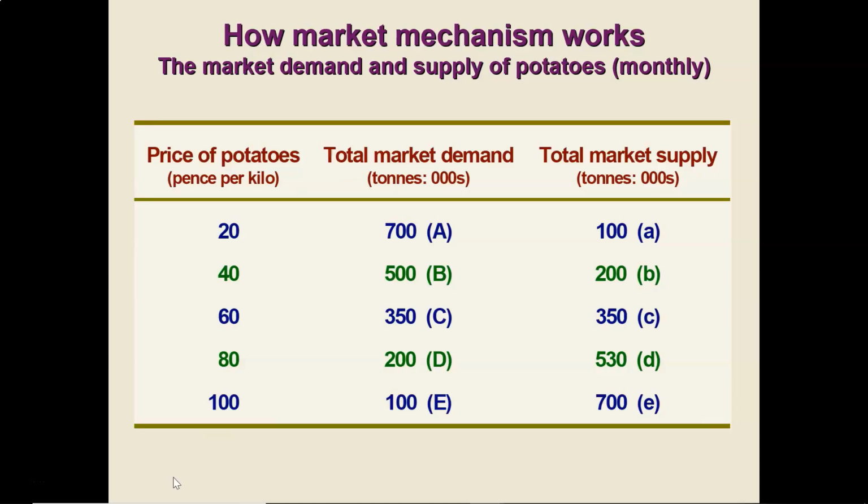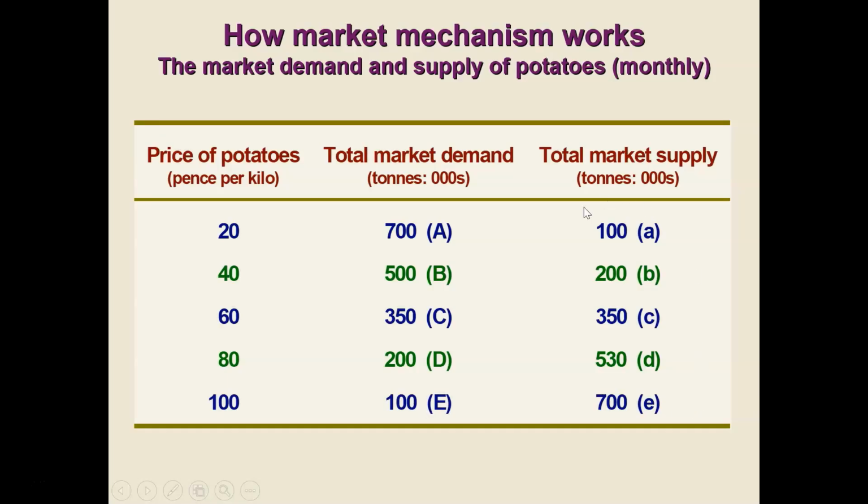Let's see how exactly the market mechanism works, how exactly equilibrium price is established in a market. Let's imagine that we still talk about the market for potatoes. We have certain possible prices, for example, varying from 20p to £1 per kilo. And there will be certain market demand given by numbers in this column for potatoes and total market supply. Apparently, we can observe here the law of demand in action. As price increases, quantity demanded will drop. Consumers are prepared to buy less potatoes when price increases.